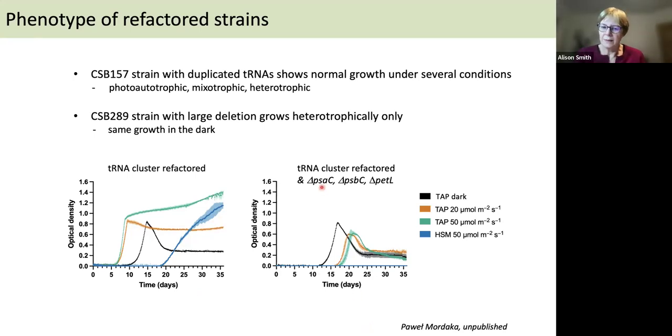In the tRNA refactored strain, so now with the deletion of those photosynthetic genes, you can see that it essentially grows the same as the strain that's got the refactored tRNAs, but still has the photosynthetic genes. And this is a feature of the knockouts and so on that we produce, is that basically they don't really differ from each other in their physiology.